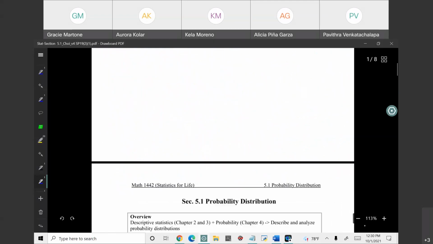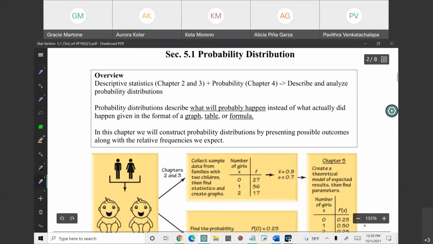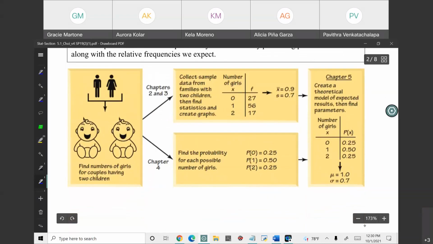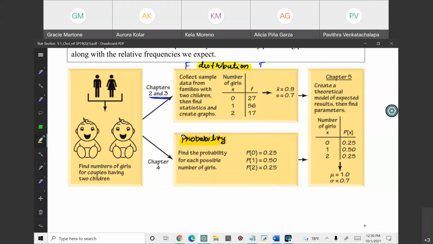Done? Okay, so introduction. In chapters 2 and 3, we studied the frequency distribution table. In chapter 4, we studied probability. In chapter 5, we are studying probability distribution, combining chapters 2, 3, and 4.